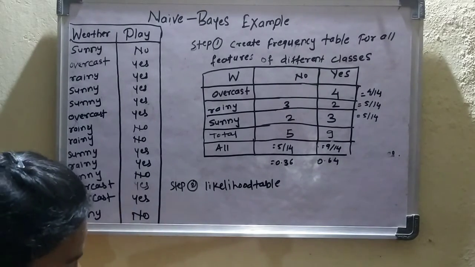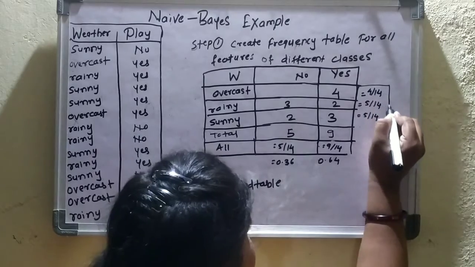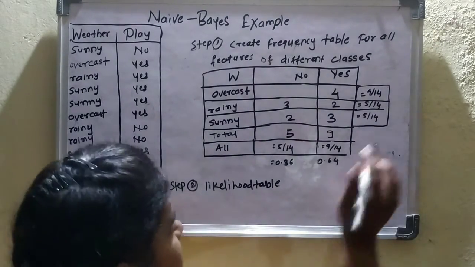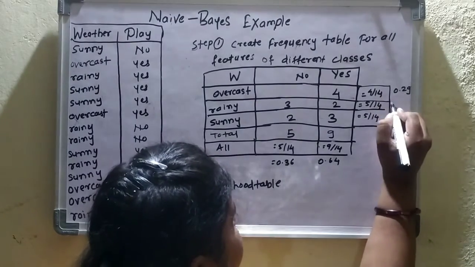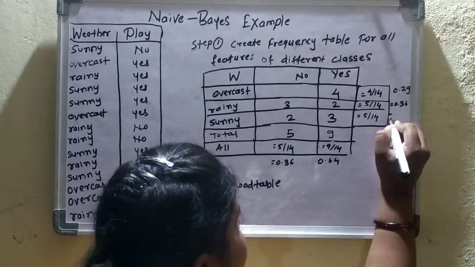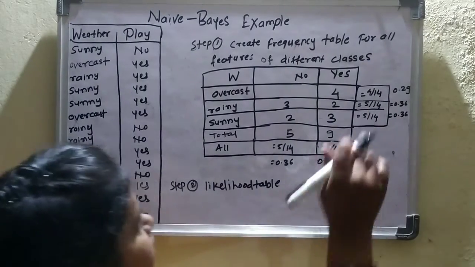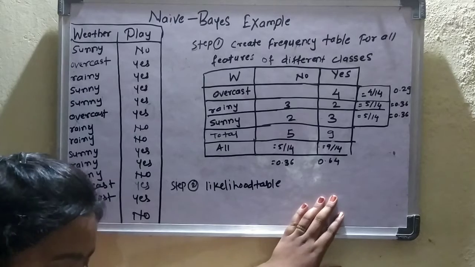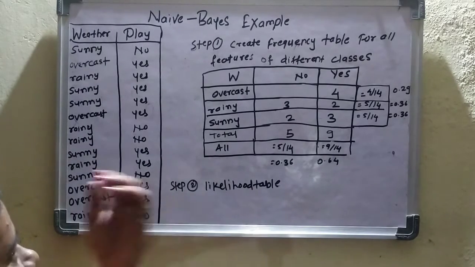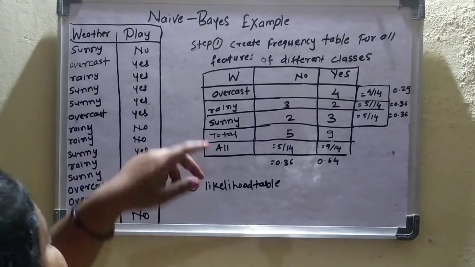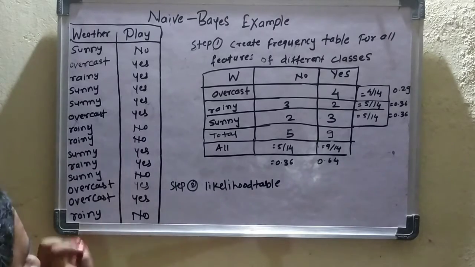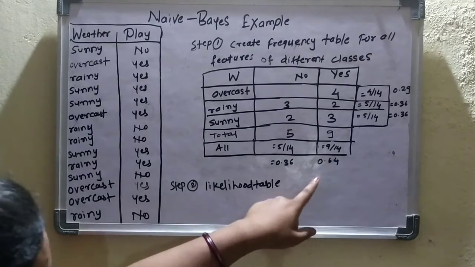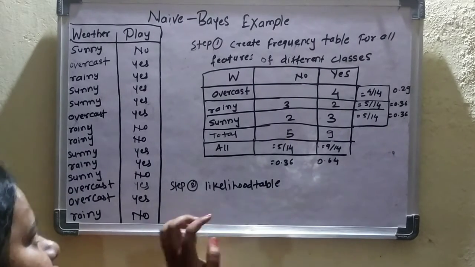I have done the calculation previously, and for this we get the calculated values 0.29, 0.36 and 0.36. So this will be our likelihood table. The likelihood table is calculated based on all the features against the probabilities. Based on all the total entries in the table, we have calculated these likelihood values. So this was step 2.